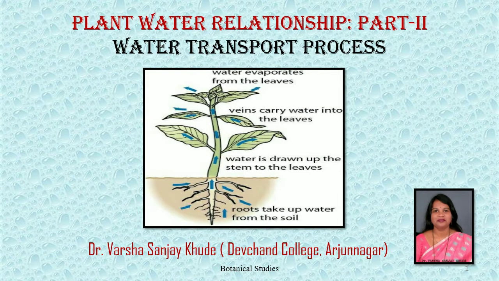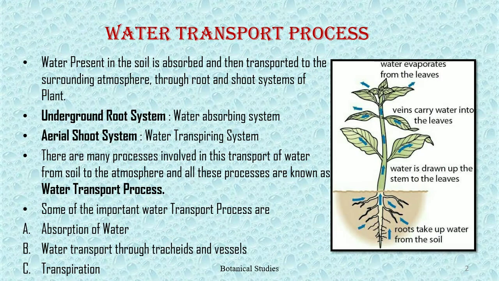In this video, we will discuss the plant-water relationship, the water transport process. Let us discuss now the water transport process. Water present in the soil is absorbed and then transported to the surrounding atmosphere through the root and shoot system of the plant. The underground root system is considered as the water absorbing system, while the aerial shoot system is considered as the water transpiring system. There are many processes involved in this transport of water from soil to the atmosphere, and all these processes are known as water transport processes.